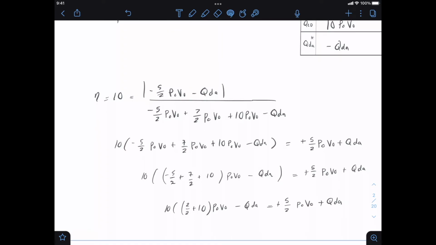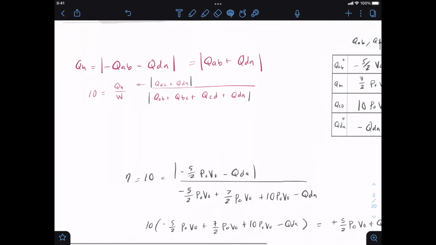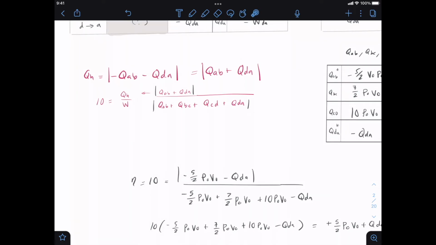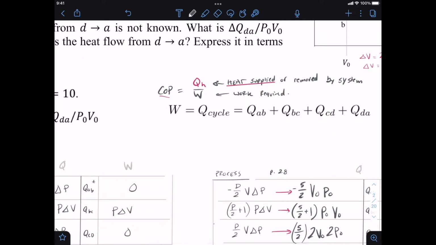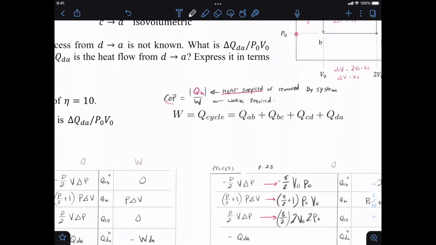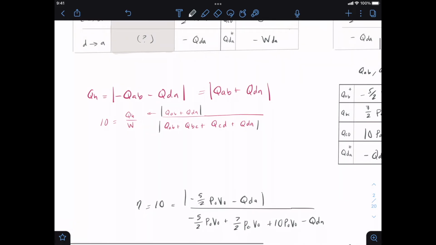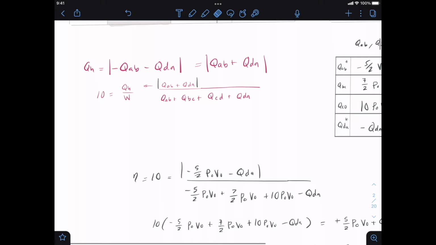I kind of skipped ahead and worked out the algebra because I didn't want this video to be years long, because it's already getting pretty long. So just to recap, my equation for COP is the absolute value of the heat supplied divided by the work required. I might have misspoken when I introduced this, so I just want to point that out. QH is the absolute value of those guys, and we're dividing it by the work. We're not taking the absolute value of the work. So I just want to correct myself there.